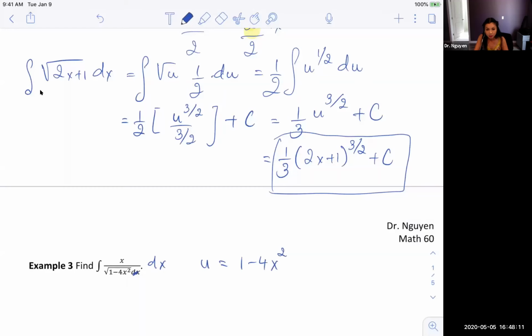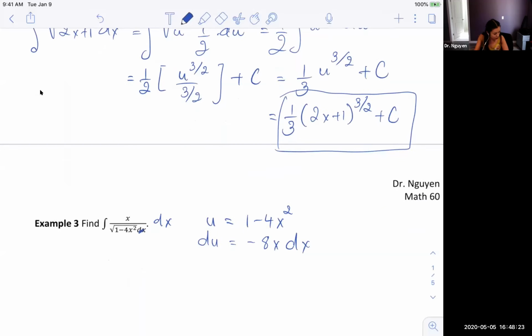And then when we take the derivative, you end up with negative 8x dx. We have x dx over here, and over here you have negative 8x dx. So you know that we have to get rid of that negative 8. So I'm just going to divide by negative 8, divide by negative 8, like that.